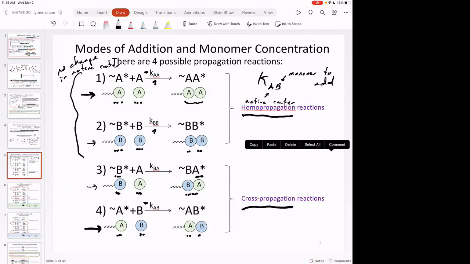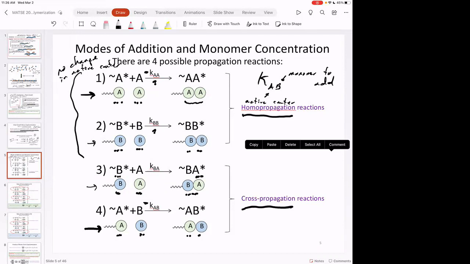So we have two rate constants to describe what the active center A can do. Same thing with active center B. If you look at equations 2 and 3, active center B can react with B, or active center B can react with monomer A. Now, again, there's a lot of A's and B's flying around, but there's only 4 reactions.